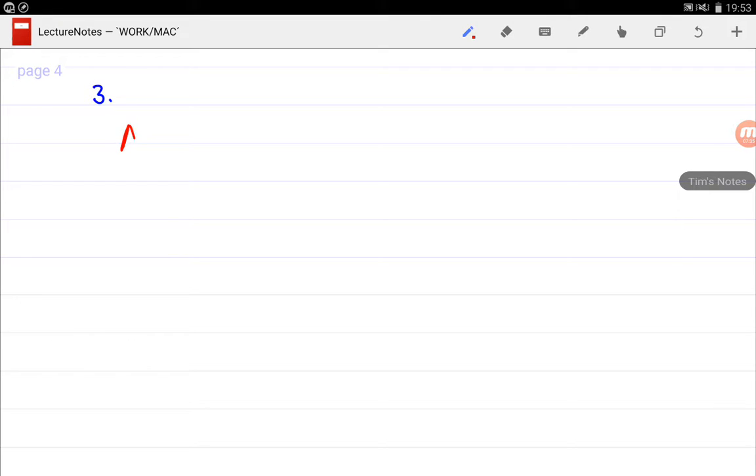Okay, so for areas that are enclosed by 2 curves, the equation says that the area is the integral from x0 to x1 of the top function minus the bottom function with respect to x. Let me just put that in brackets.